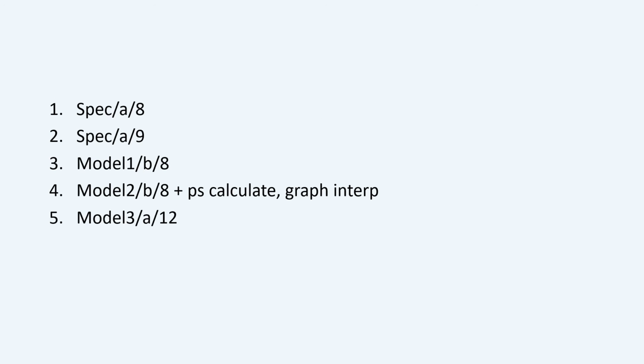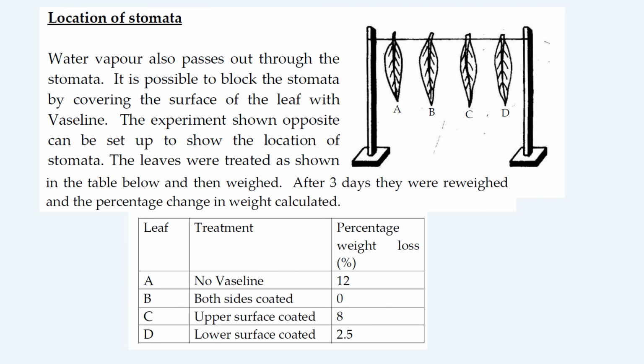So this is just where the SQA questions have been taken. So let's do a problem solving question. So the background of this question says location of stomata. Water vapor also passes through the stomata. It is possible to block the stomata by covering the surface of the leaf with Vaseline. The experiment shown opposite can be set up to show the location of the stomata. The leaves were treated as shown in the table below and then weighed. After 3 days, they were reweighed and the percentage change in weight was calculated.